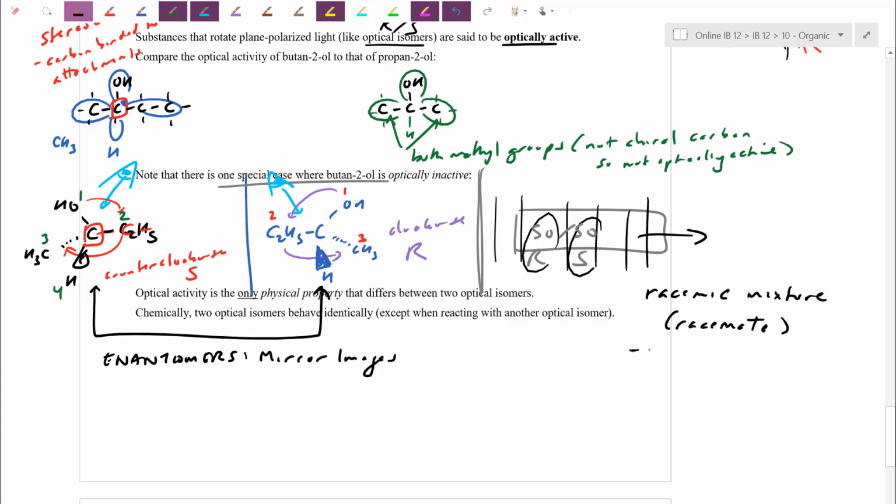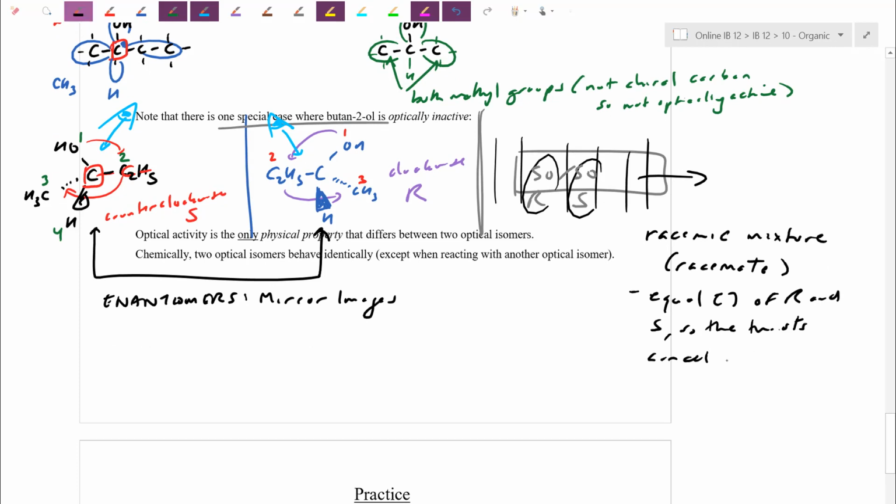A racemic mixture has an equal concentration of R and S. So the twists cancel out. One twisted it clockwise, one twisted it counterclockwise. It's not always R clockwise or S counterclockwise, but one twist cancels out the other one. So the twists cancel, and thus it is optically inactive. Even though I had the possibility to twist it, in fact both of them twist it, but both of them twist it by the same amount. So that way it cancels out.